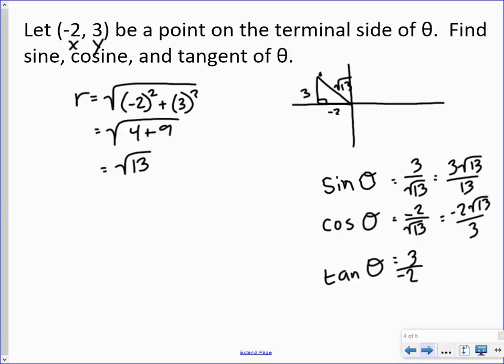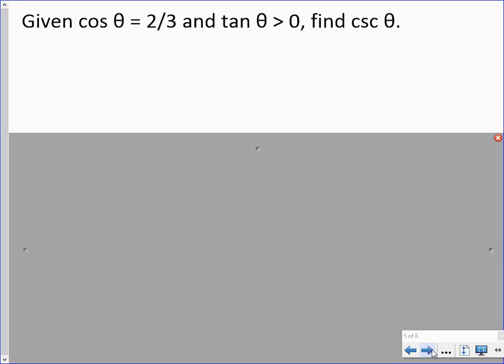Okay, next example. The cosine of theta is equal to 2 over 3. So I'm giving you 1 ratio. The tangent of theta is greater than 0. Can you tell me what cosecant of theta is?